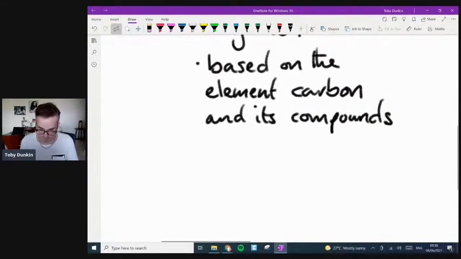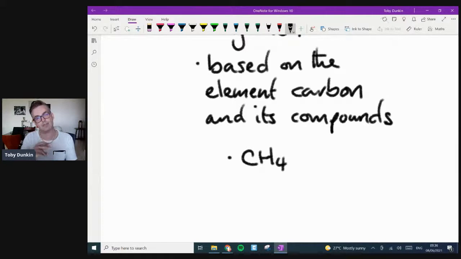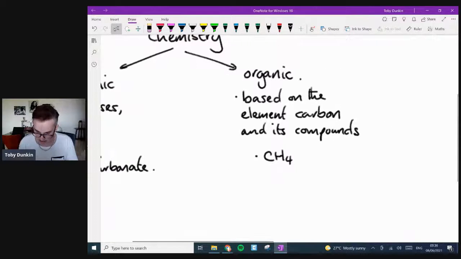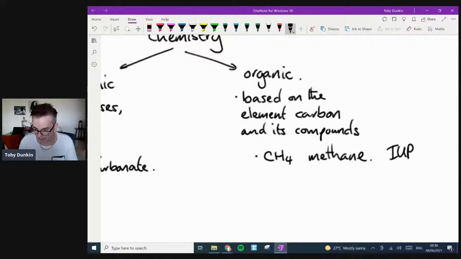The organic compounds are things like CH4. Now, the point I'm trying to make here is that the naming is different. In organic chemistry, this is called methane, and that is following what's called the IUPAC nomenclature.